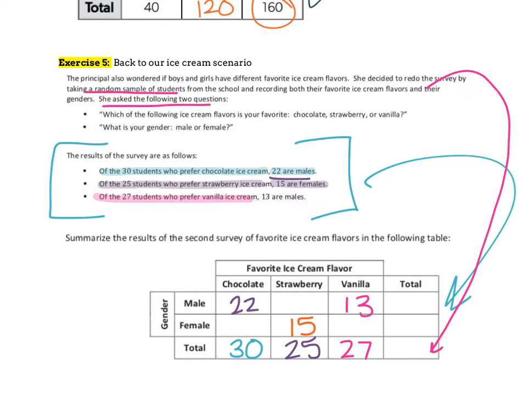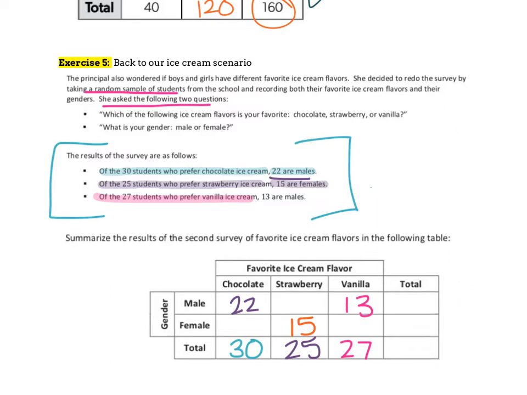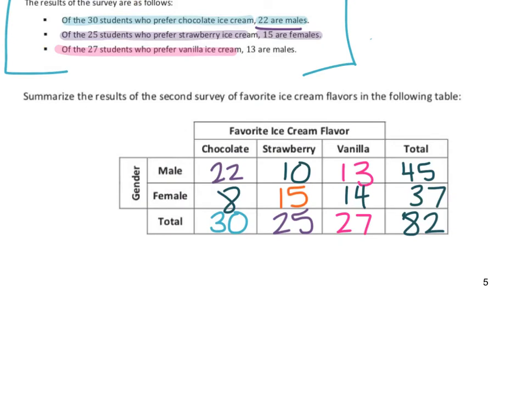It'll say like 100 people were surveyed. But in this situation, that's not the case, so we can't gather any information. We're going to fill out our table and do the math that is necessary. So I'm going to pause the video and fill in my table.